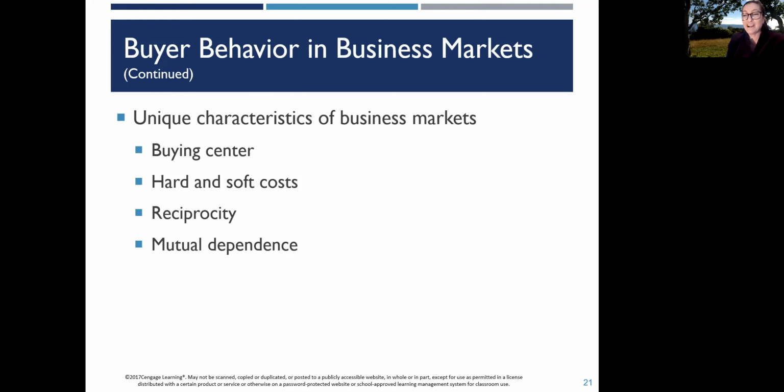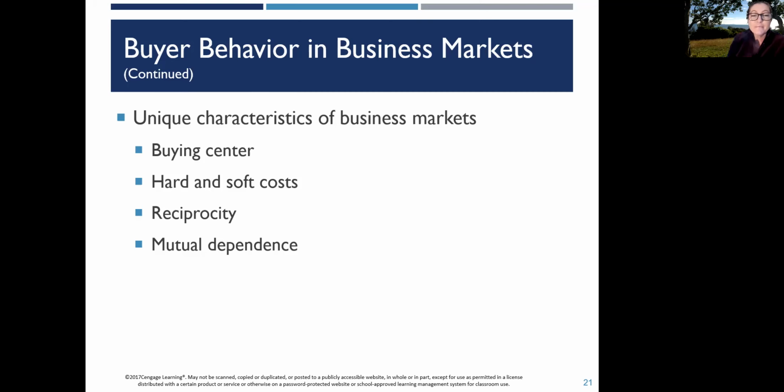Okay, I can't say that today. Reciprocity. Sorry, that word is not rolling off my tongue today. Reciprocity. I'm trying to say it wrong.